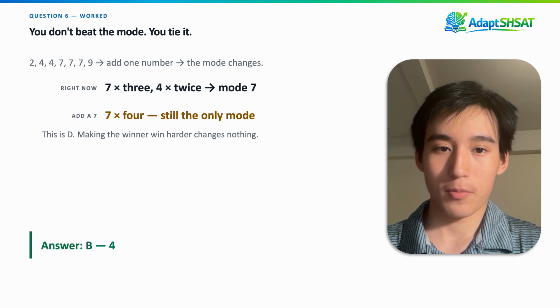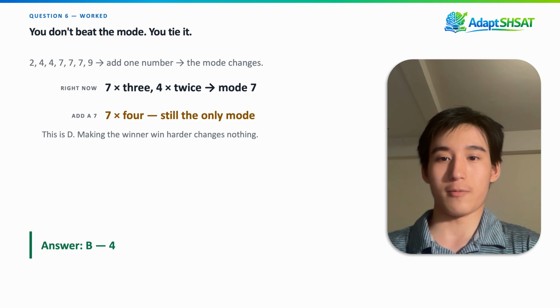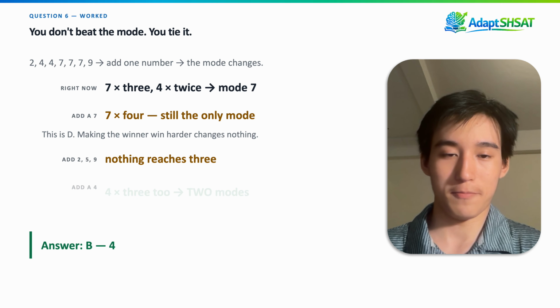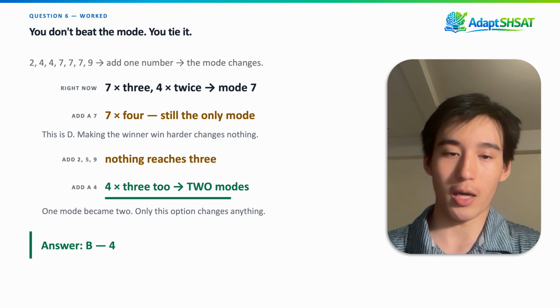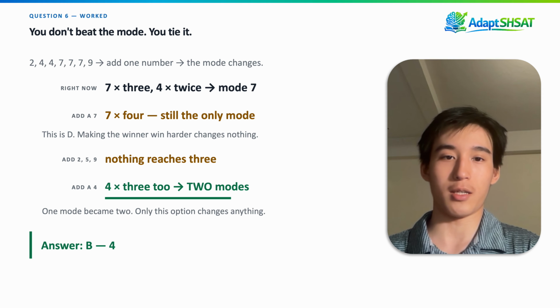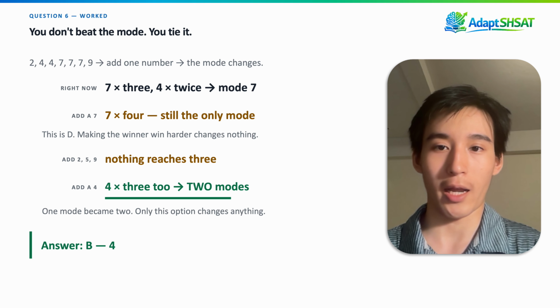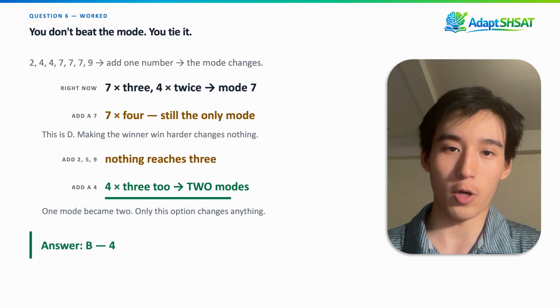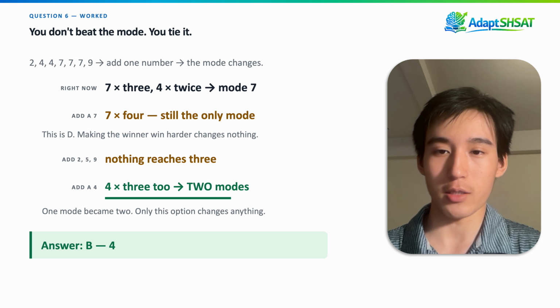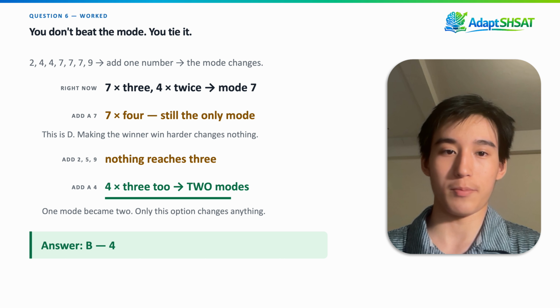But the thing is, if you add a 2, a 5, or a 9, nothing gets to 3. So 7 is still standing alone. However, once you add a 4, now 4 also appears 3 times, and because 7 appears 3 times, the set has 2 modes, so it went from 1 mode to 2. Now that's a change, and the only one on the list. So the answer is B.